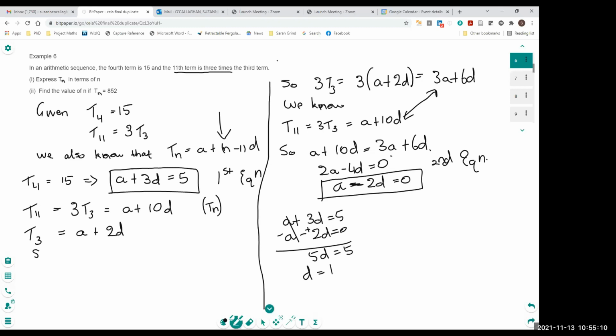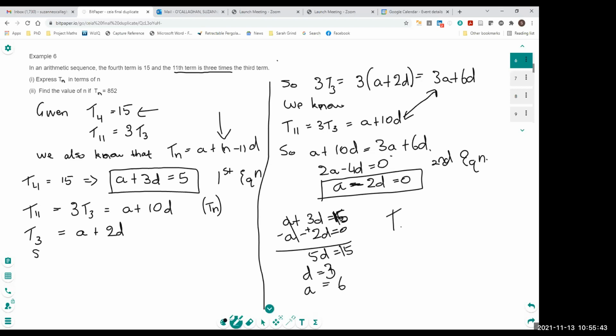Values are wrong here somewhere. A plus 3d, that's 15. Mistake there, did I? Yes, 3d is equal to 15. Mistake there. T4 is equal to 15. That's where that came from. That's 15, 3. And then I solved it. Find a, and we get a is equal to 6.